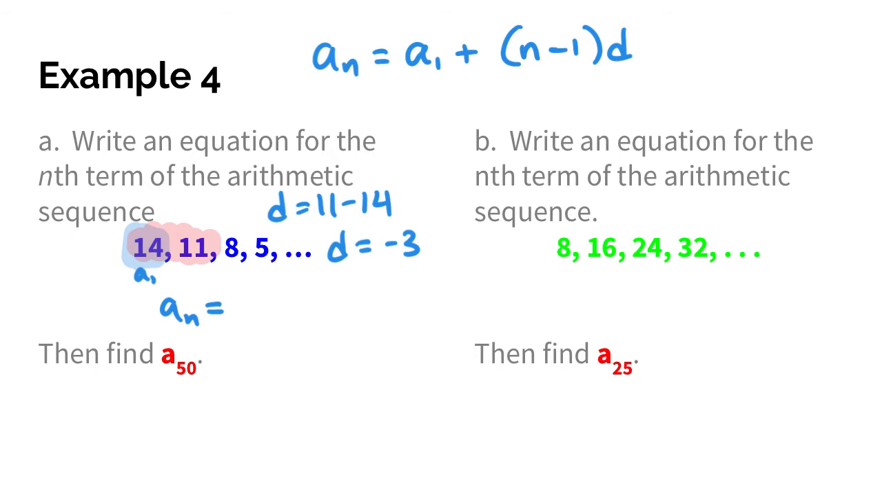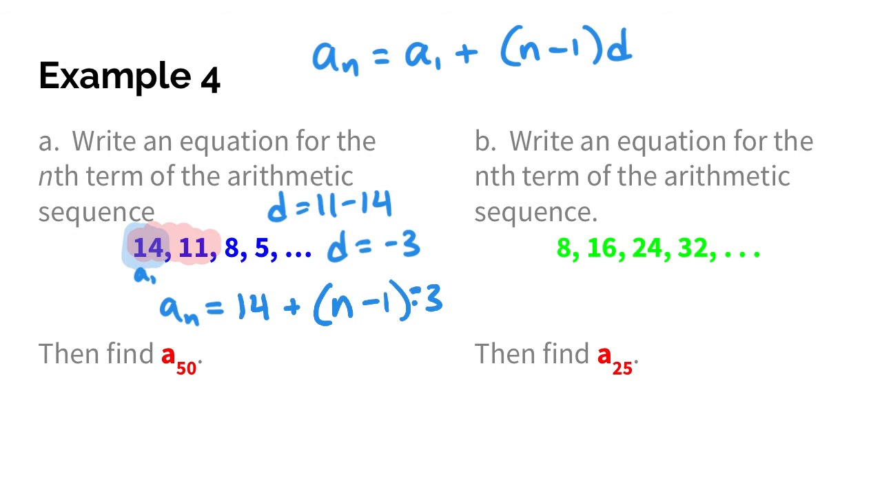a sub n represents any number term. a1 represents my very first term. So in this sequence, my first term is 14. I'm going to write plus then n minus 1. I'm going to leave the n in there, minus 1, and then times my common difference, which is -3. Now be careful here with that -3. It means multiplication.